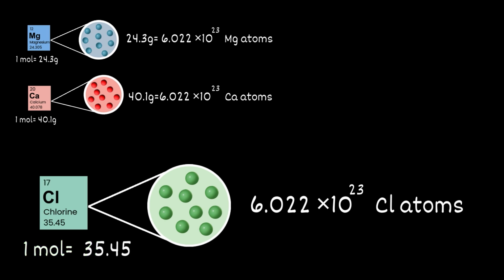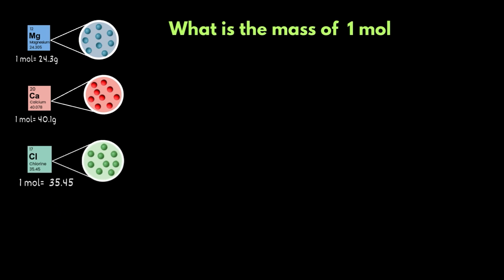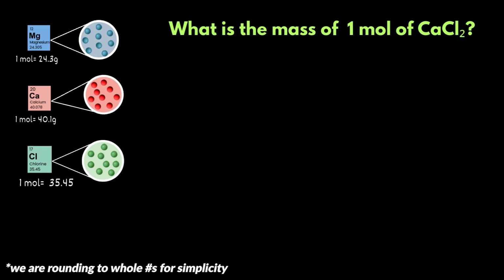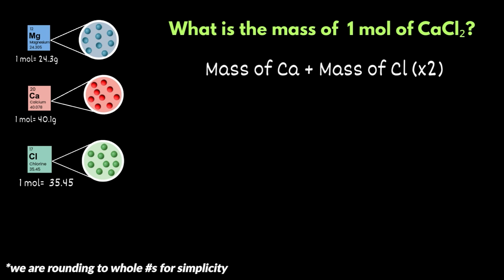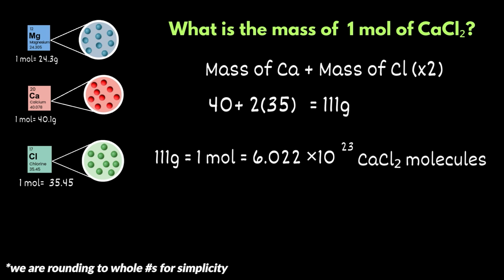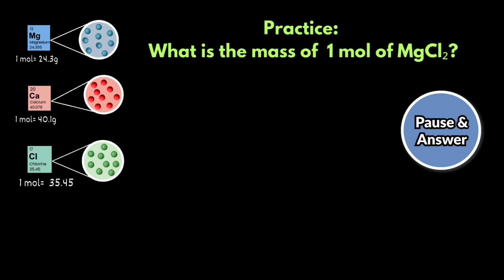Now, to figure out the mass of 1 mole of a compound with multiple elements, like calcium chloride, we simply add the mass of each atom involved. So for calcium chloride, we add the mass of 1 calcium atom and 2 chlorine atoms, and we get 111 grams. So that means that 1 mole of calcium chloride has a mass of 111 grams. Pause here and try it yourself with magnesium chloride.